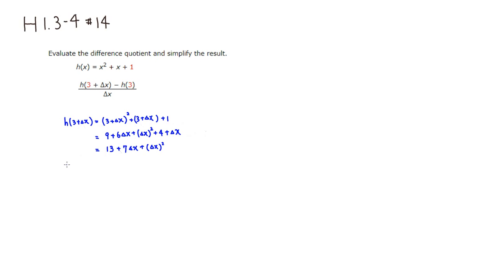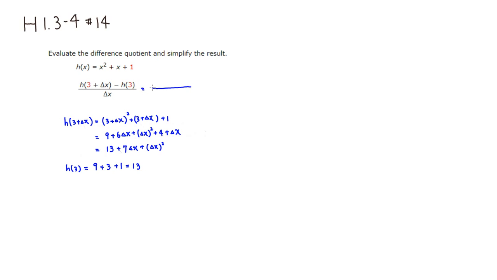How about h of 3? So h of 3 is equal to, plugging in 3, 3 squared would be 9, plus x is 3, and plus 1. So this is equal to 13. So let's find this difference quotient here.